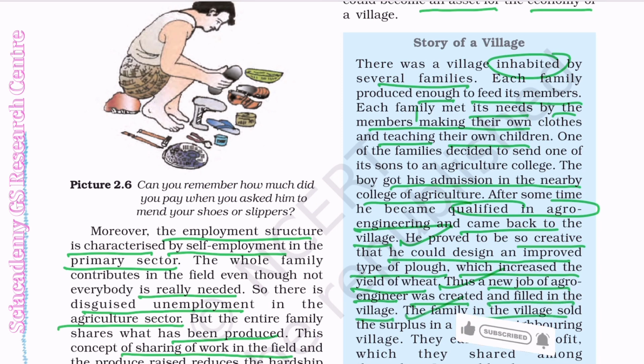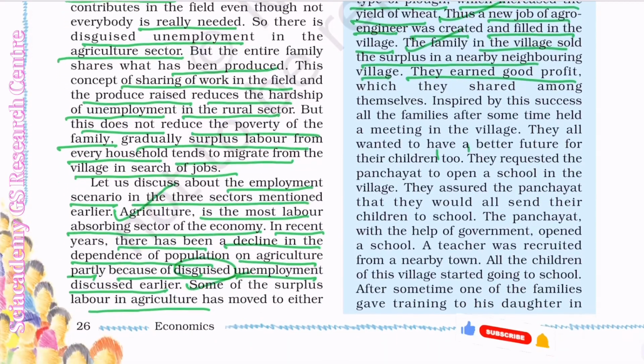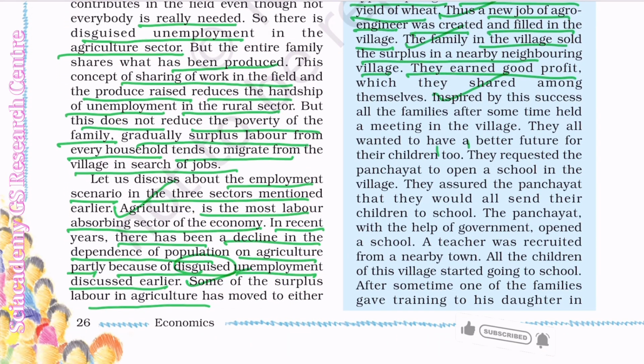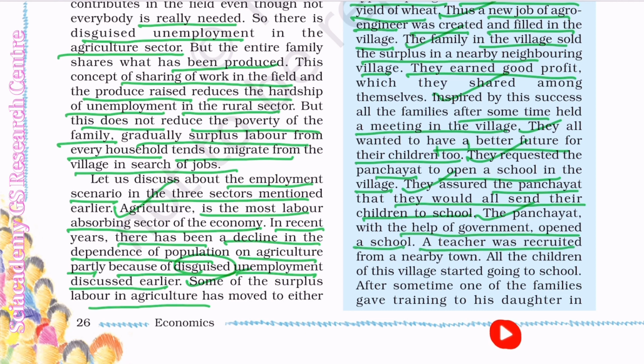The family in the village sold the surplus in a nearby neighboring village. They earned good profit, which they shared among themselves. Inspired by this success, all the families after some time held a meeting in the village. They all wanted to have a better future for their children too. They requested the panchayat to open a school in the village. They assured the panchayat that they would all send their children to school. The panchayat, with the help of government, opened a school. A teacher was recruited from a nearby town. All the children of this village started going to school.